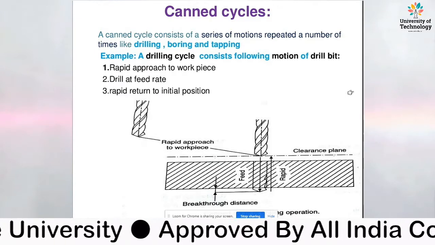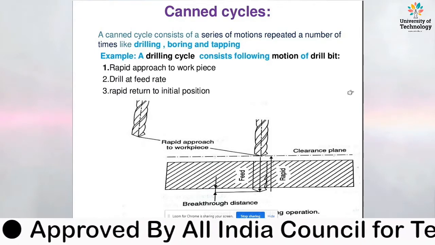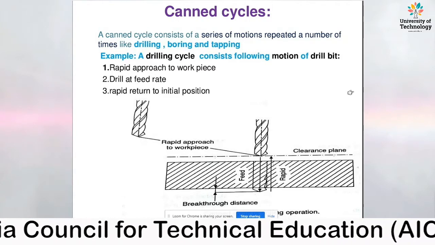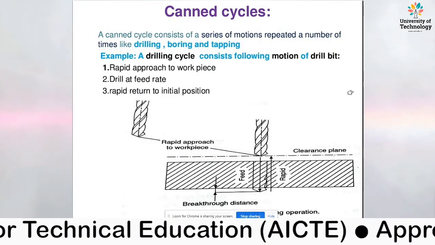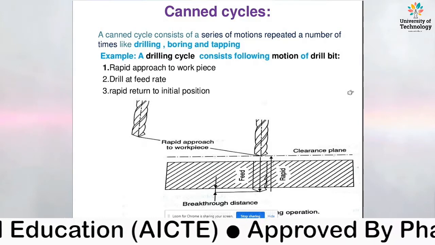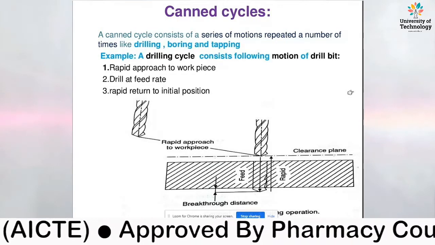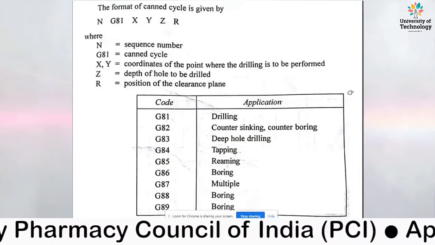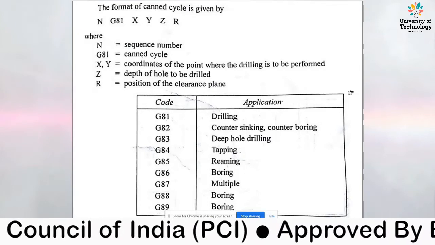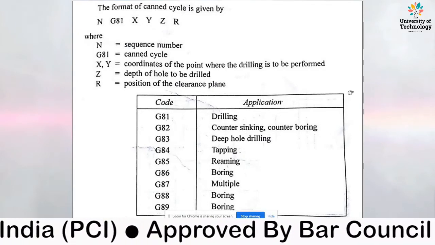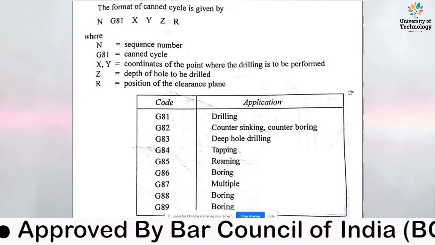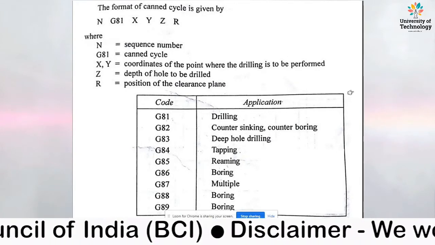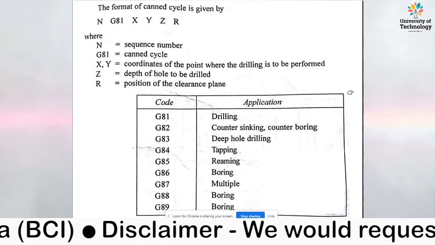As shown in the figure, there is a rapid approach to the workpiece and a clearance plane, feed, breakthrough distance, and a drilling operation. The format of a canned cycle is given by G81 X Y Z and R, where R is the position of the clearance plane.